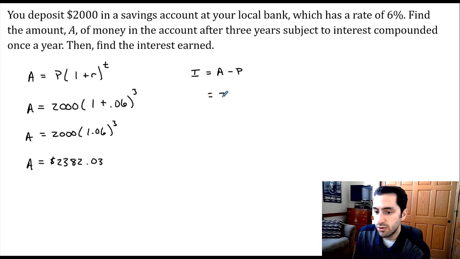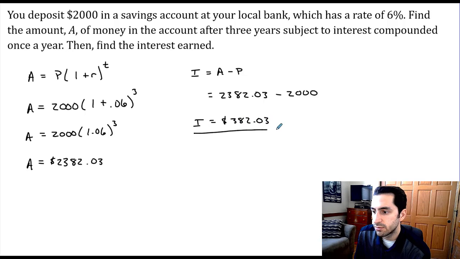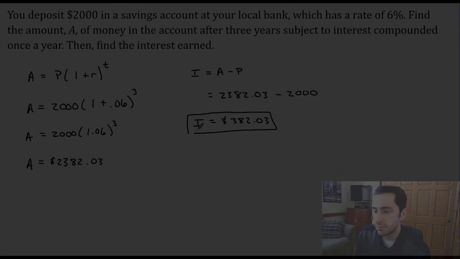So here we're going to do our future value of $2,382.03. We'll subtract away our initial investment of $2,000. So the interest that we have earned is $382.03.